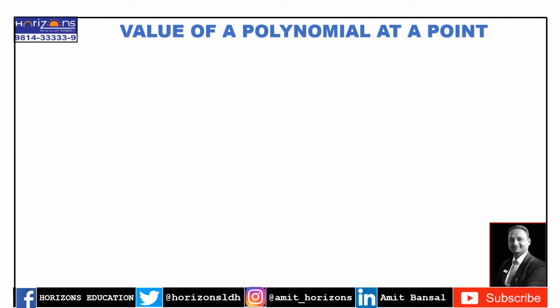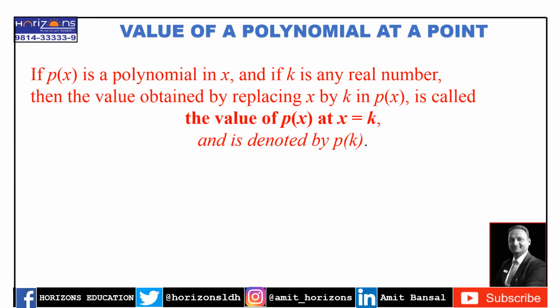So what is the value of a polynomial at a given point? If p(x) is a polynomial in x, where k is any real number, then if you replace x by k in the whole of the polynomial, then the value that you will be obtaining is called the value of p(x) at x is equal to k, and it is denoted by p(k), right?